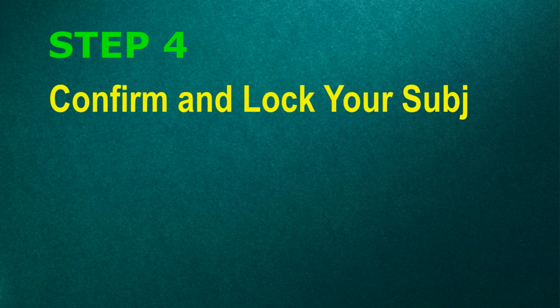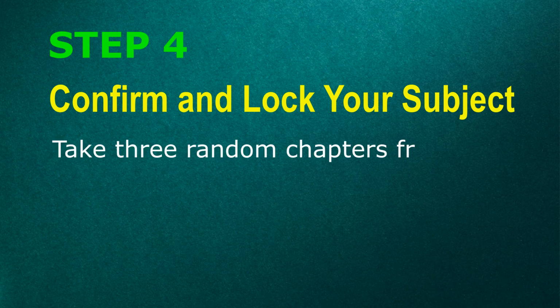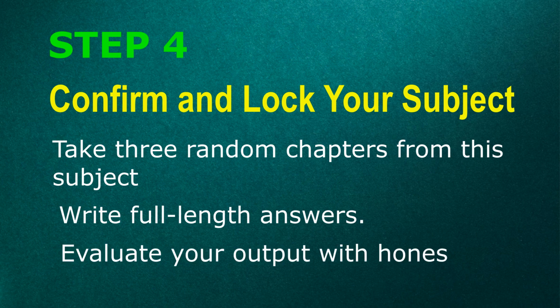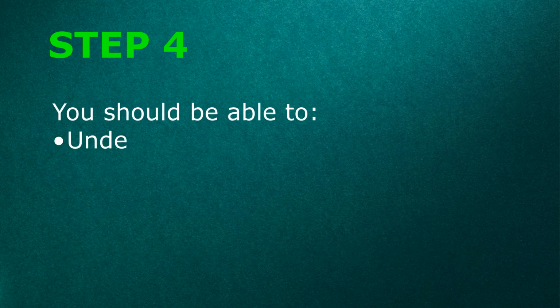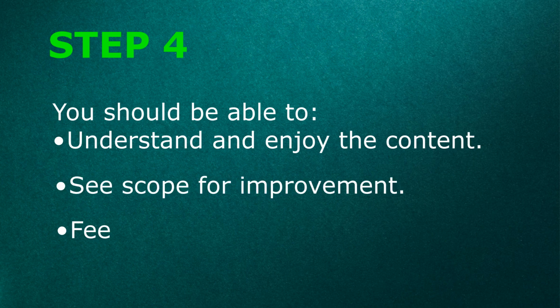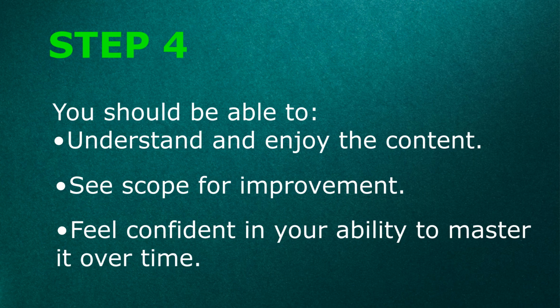Step 4. Confirm and lock your subject. Now that you have chosen your most suitable subject, it's time to confirm your decision. Take 3 random chapters from this subject and study them as if you are preparing for the actual exam. Write full-length answers. Evaluate your output with honesty. You should be able to understand and enjoy the content, see scope for improvement, and feel confident in your ability to master it over time. Once you're convinced, lock this subject as your final optional.